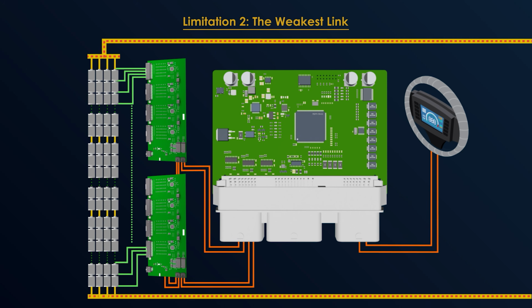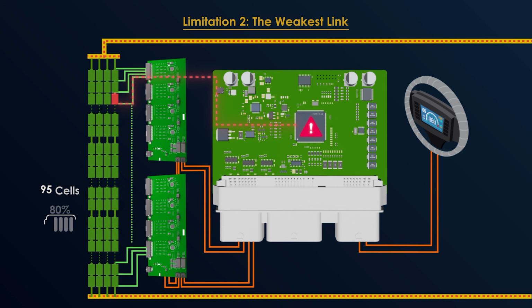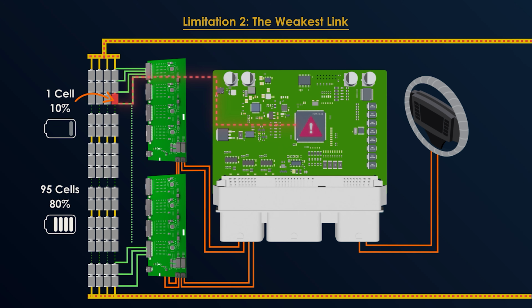Our high voltage packs are made up of hundreds of cells in series. But here is the catch. The SOC of our entire pack is dictated by the weakest cell. Yeah, exactly, the weakest cell. If we have 95 cells at 80% charge and one lazy cell at 10%, a BMS must shut down the whole system when that one lazy cell hits the bottom.